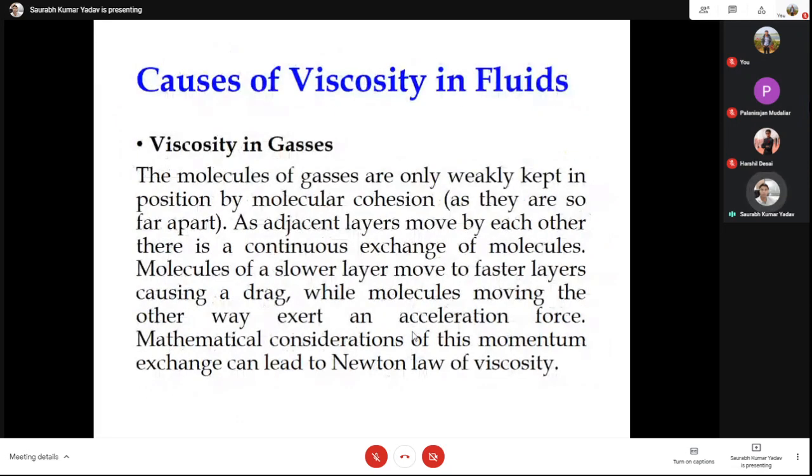Slide. So cause of viscosity in fluid, that is a very important thing. Viscosity in gases: the molecules of the gases are only weakly kept in position by molecular cohesion, and they are so far apart. As adjacent layers move by each other, there is a continuous exchange of molecules.